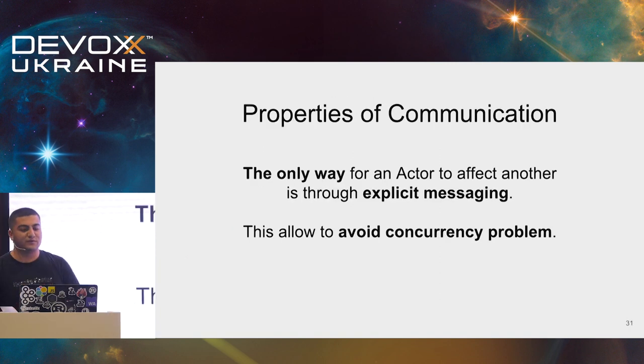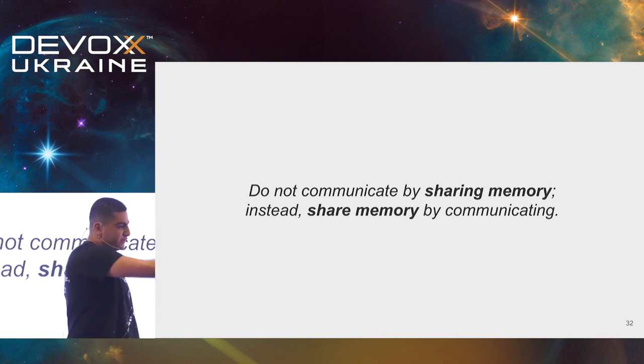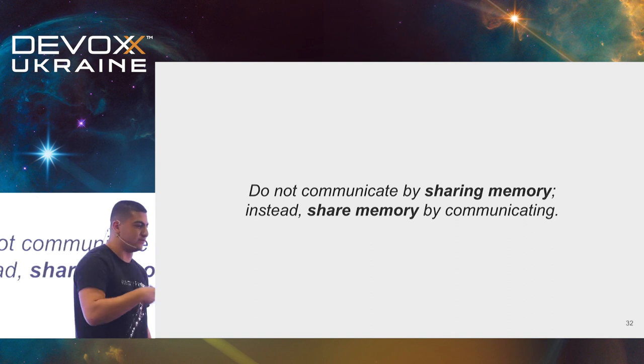So to talk with an actor, we use explicit messages. We do this to avoid concurrency problems. What I mean by that is we do not communicate by sharing memory. Instead, we share memory by communicating. Let me explain. This is a chair, that will become my shared memory. If we code with mutex and semaphore, I have a lock. All of you in the room are threads, me too, but I have the lock.